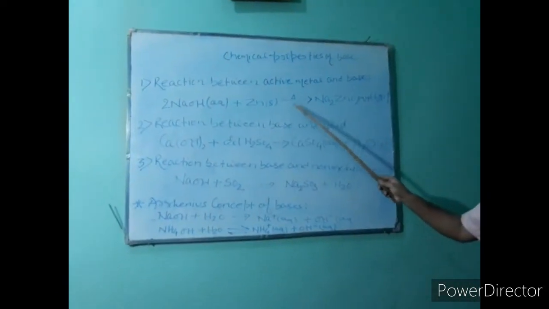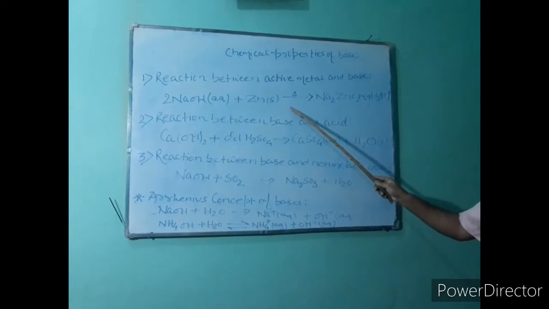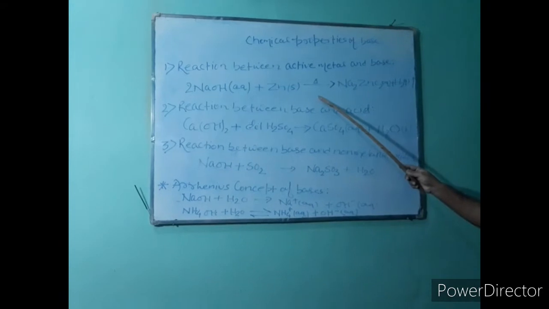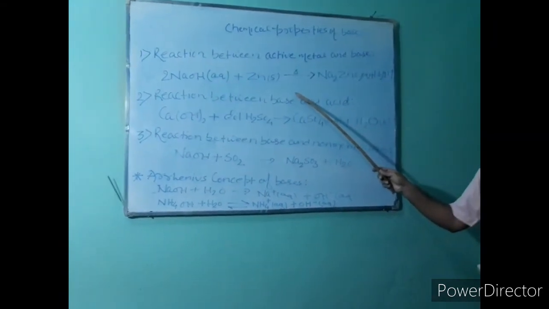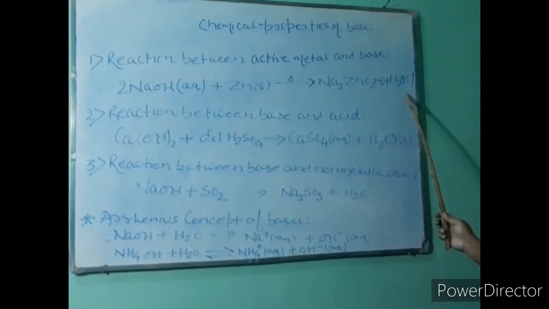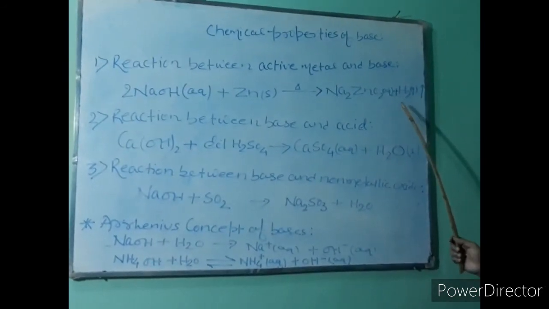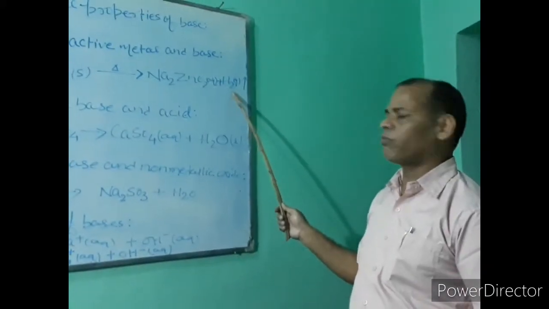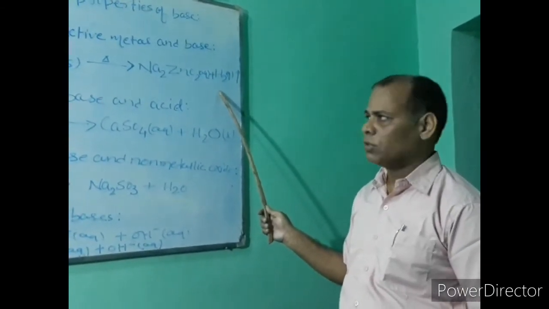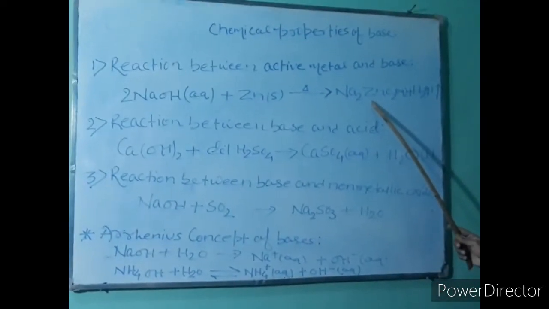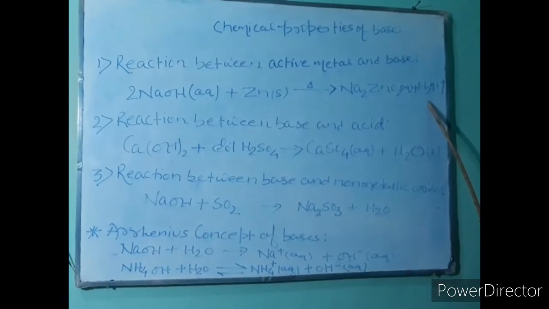So there is a need to supply heat energy. As you supply the heat energy, you will be able to observe some evolution of gas. That is hydrogen, which can be tested by burning. Bring a burning matchstick near the mouth of the test tube. If it gives a pop sound, it means the gas evolved is hydrogen. So sodium hydroxide reacts with zinc, forming sodium zincate and hydrogen gas.